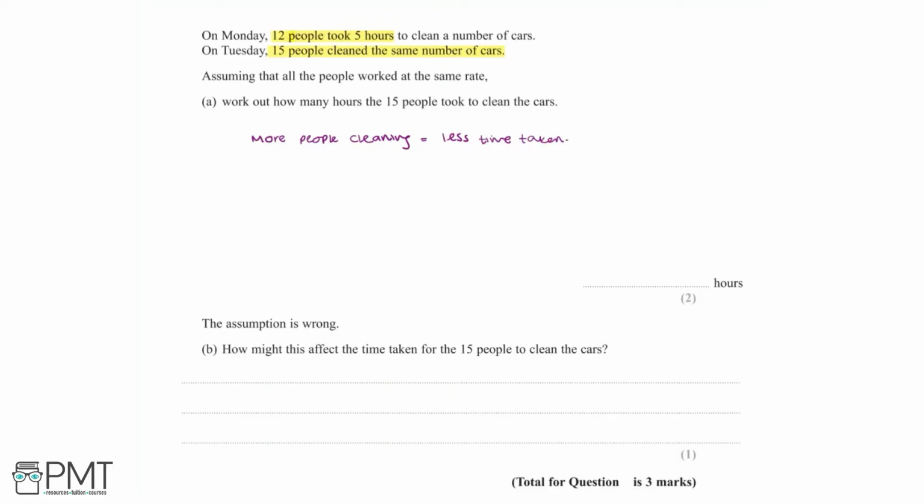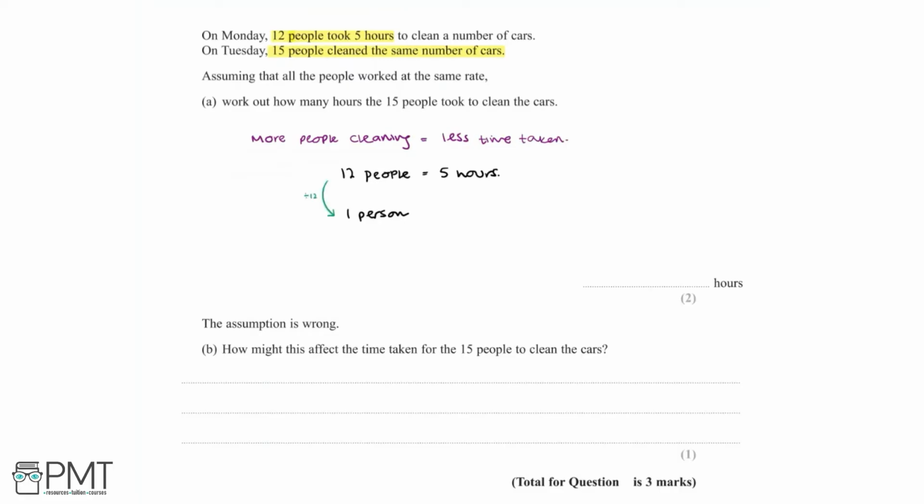If 12 people took 5 hours to clean the cars, we want to find out how long it would take 15 people to clean the cars. Well, let's start by finding how long it takes one person to clean the cars. Now, to get from 12 people to 1 person, we divide by 12.